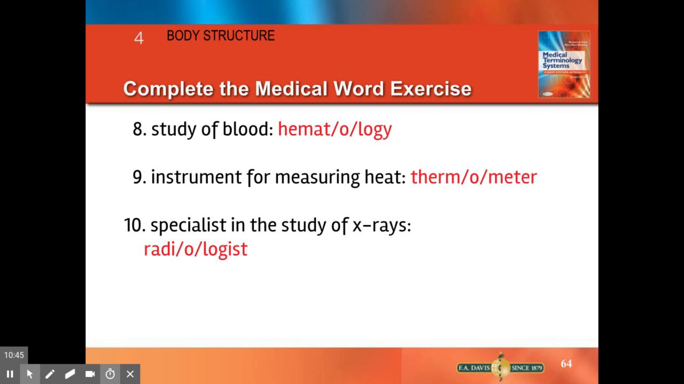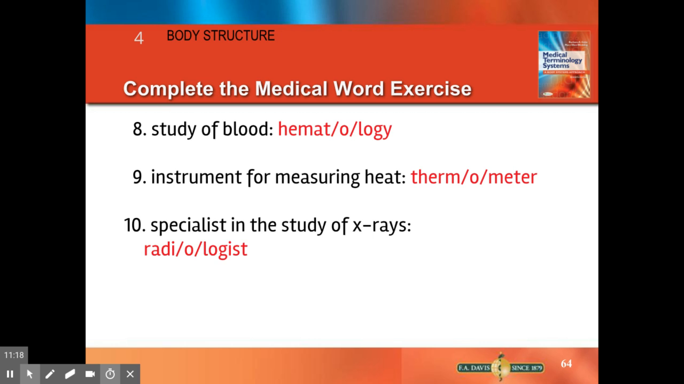The study of blood would be hematology. Hemato means blood, and ology means study of. Instrument measuring heat, sorry, that would be a thermometer. Thermo means heat, meter means to measure, so thermometer. A specialist who studies x-rays, a radiologist, studies all radiological imaging.